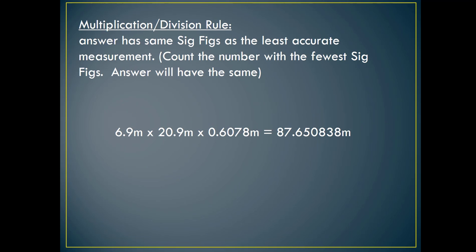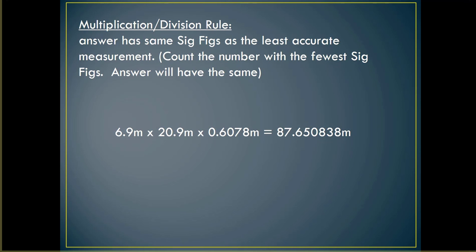All right, let's look at the multiplication division rule. So this is the one that we use the most in chemistry. Maybe 90% of the time we use the multiplication division rule. And for this one, you need to know how to count how many sig figs there are in a number. And so that's why we went over those 5 rules over and over and over, so that you would be able to count how many sig figs there are.